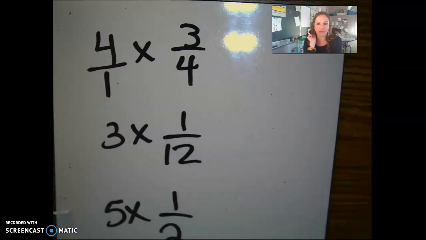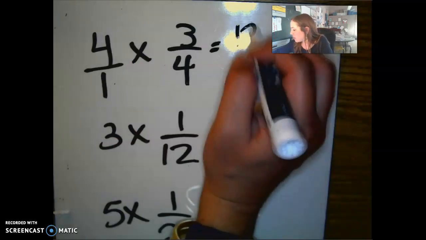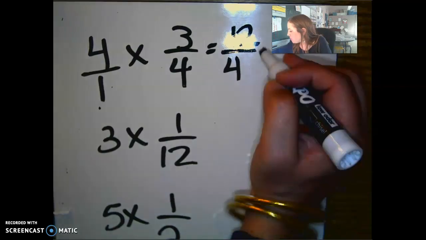There's my fraction. This is how you turn the number 4 into a fraction: you put a 1 underneath it. Now we multiply across. 4 times 3 is 12. 1 times 4 is 4.